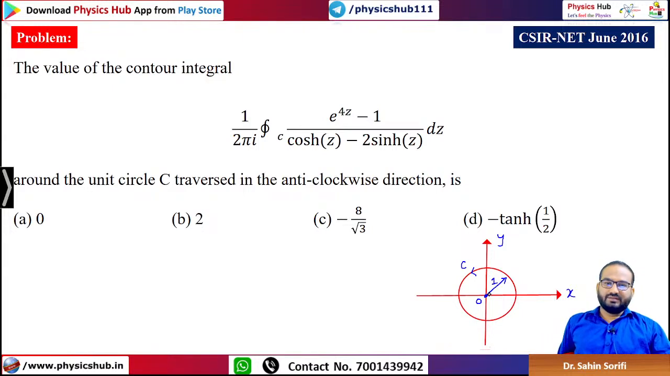The rule is simple. Set the denominator equal to 0. Find out the poles. Separate out the poles which are lying inside the contour. Calculate the residue at those poles only. Then apply 2 pi I into the sum of residues. This is in brief what you have to do.